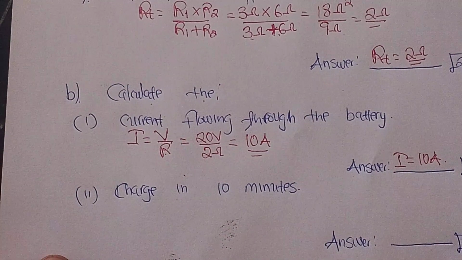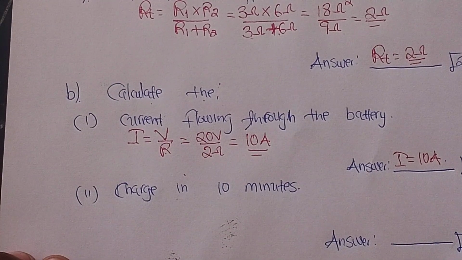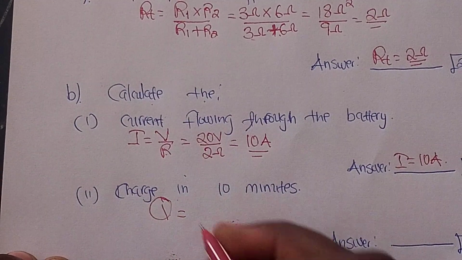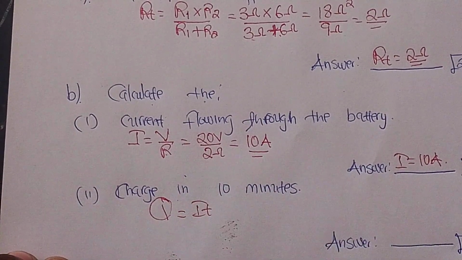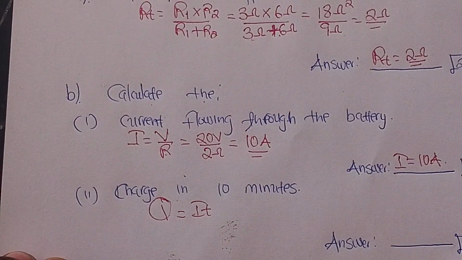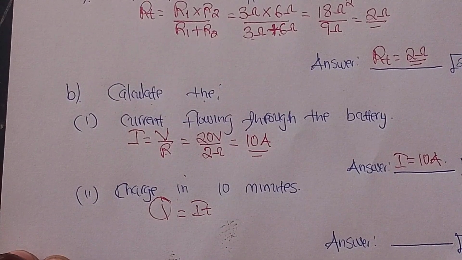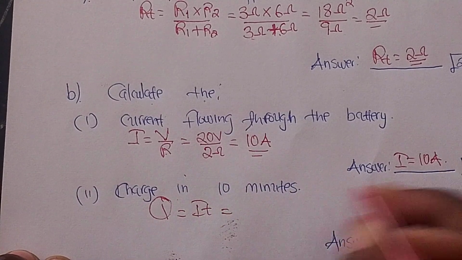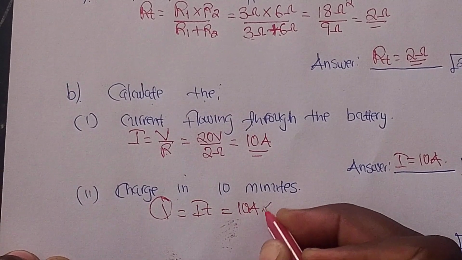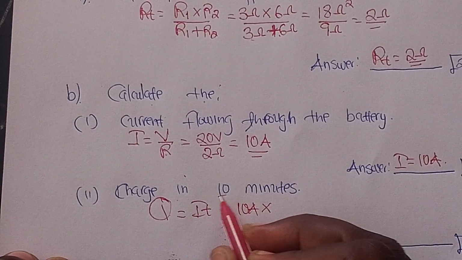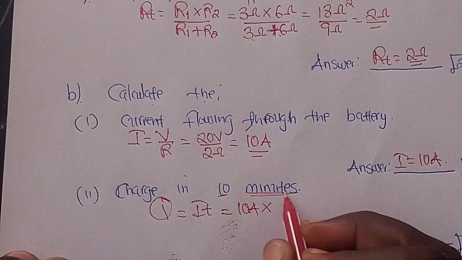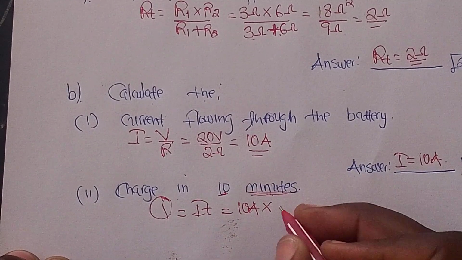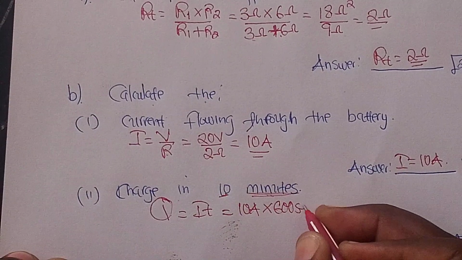And then lastly, it says calculate the charge in 10 minutes. Charge is represented by this, and it is given by the formula current times time. So I is current, T is time, except it should be in seconds. So current here is 10 amps multiplied by, what is the time? This is 10 minutes. 1 minute is made by 60 seconds, so 10 times 60. This is going to give us 600 seconds.